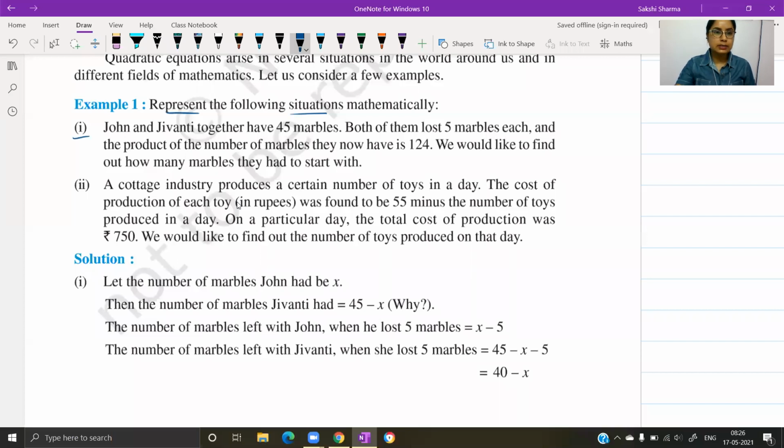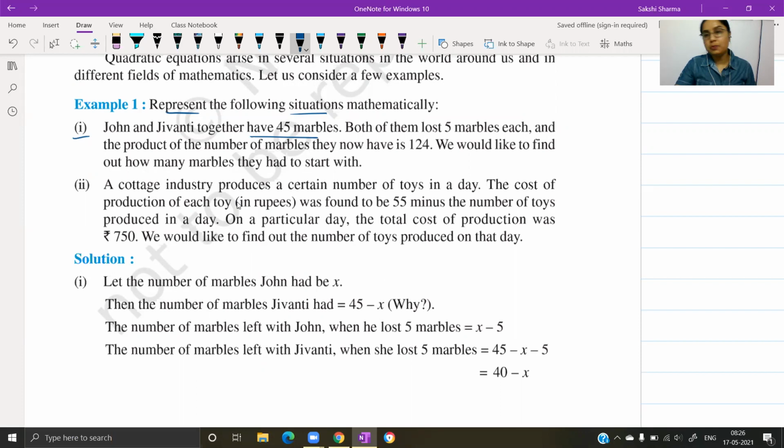The first part here says John and Jivanti together have 45 marbles. Both of them lost 5 marbles each. And then the product of the number of marbles they have is 124. Now we would like to find out how many marbles they had to start with.